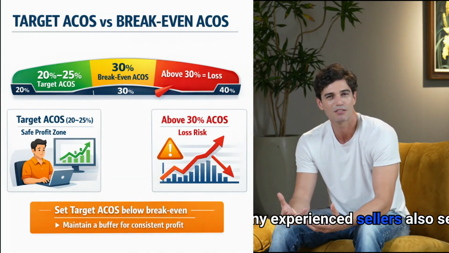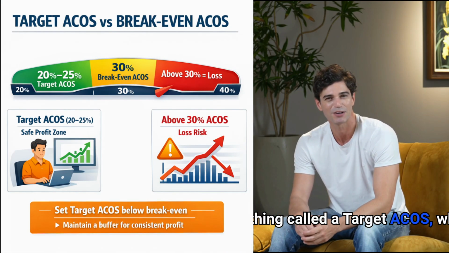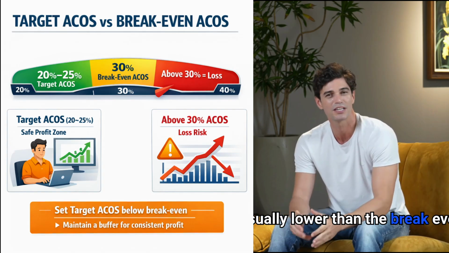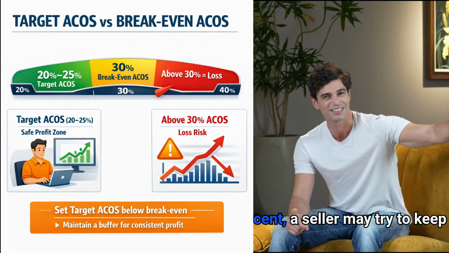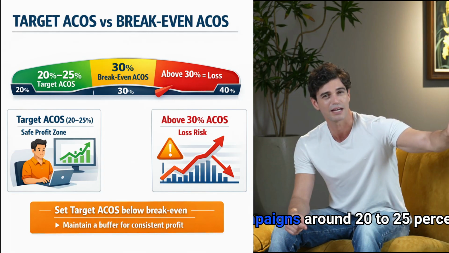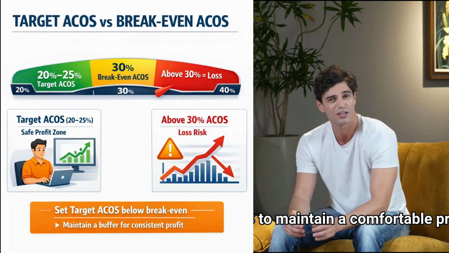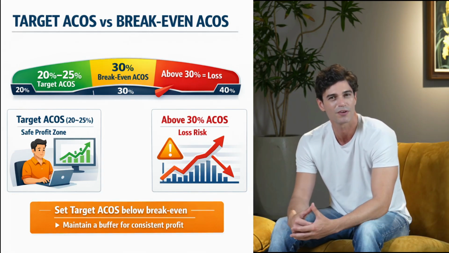Many experienced sellers also set something called a target ACOS, which is usually lower than the break-even ACOS. For example, if the break-even ACOS is 30%, a seller may try to keep their campaigns around 20 to 25% ACOS to maintain a comfortable profit margin.